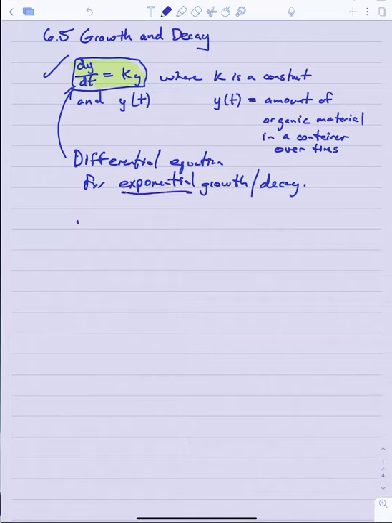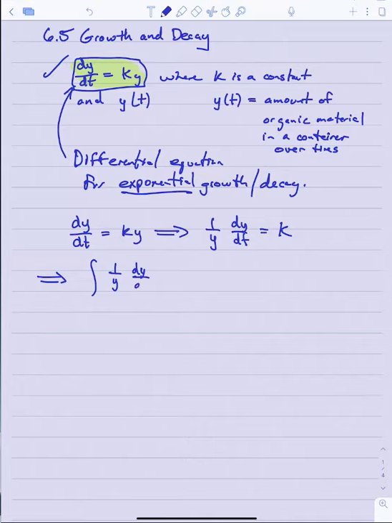Okay, to see that, let's take another look at the equation. So dy/dt equals ky. Let's divide both sides of that equation by y, which would give us 1 over y dy/dt equals k. Let's integrate both sides of that equation. Now, if we're going to integrate both sides, we have to integrate both sides with respect to the same variable. So I'm going to integrate with respect to t.